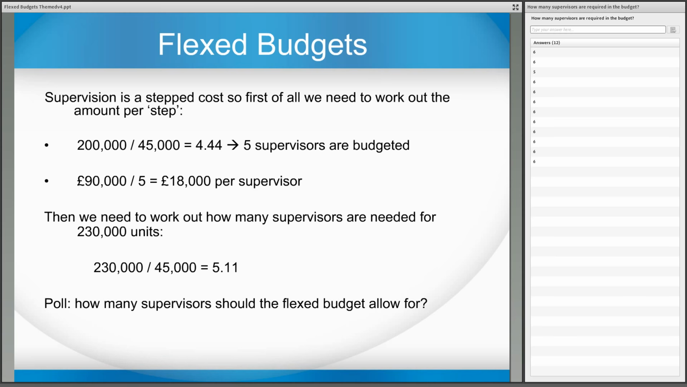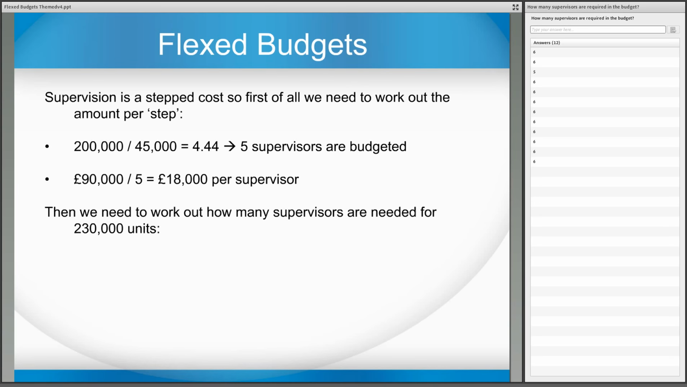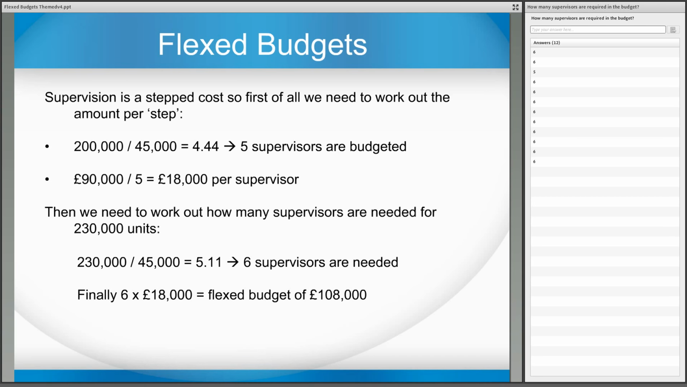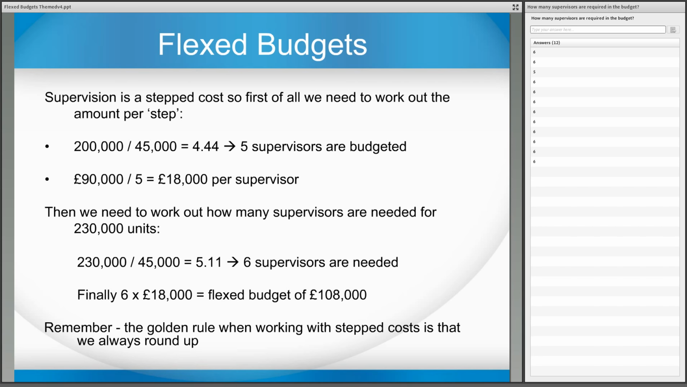Okay, well done all of you who said 6. Although 5.11 is not much more than 5, supervisors could only cope with 225,000 units. Even though it's not many more than 225, you would need the 6th. We always round up. This is the golden rule with stepped costs. You always have to round up. So our flexed budget, 6 times £18,000, we would expect to spend £108,000. Once again, the golden rule, always round up.